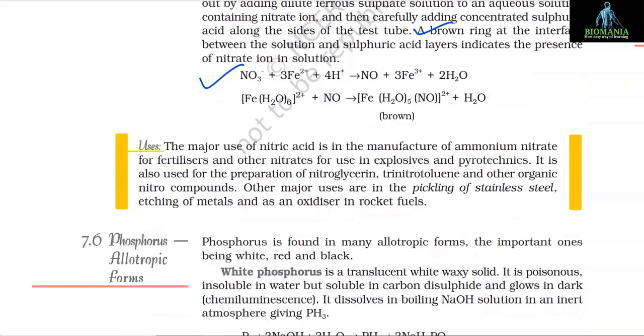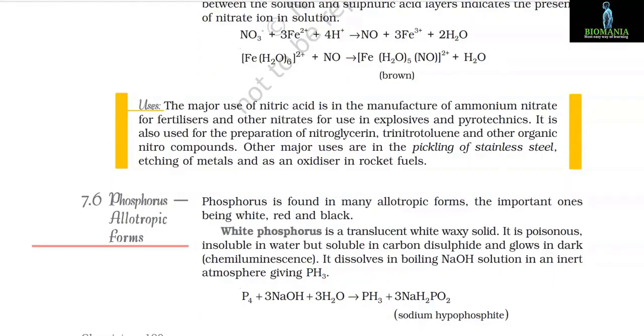Uses. The major use of nitric acid is in the manufacture of ammonium nitrate for fertilizers and other nitrates for use in explosives and pyrotechnics. It is also used for the preparation of nitroglycerine, trinitrotoluene and other organic nitrogen compounds. Other major uses are in the pickling of stainless steel, etching of metals, and as an oxidizer in rocket fuels.